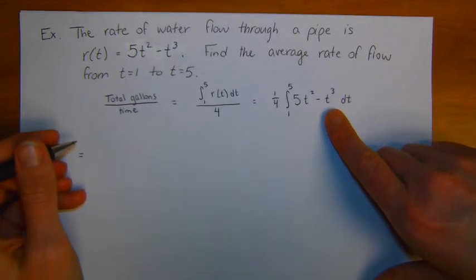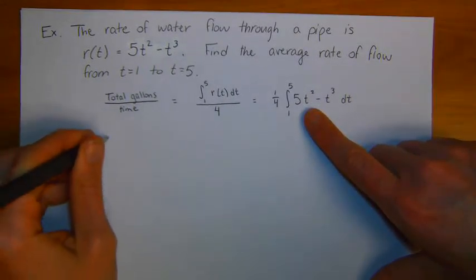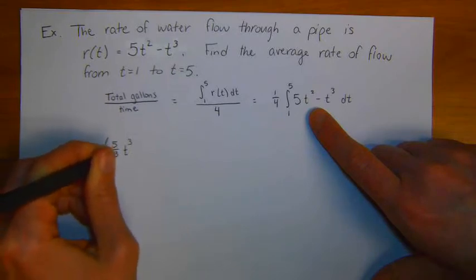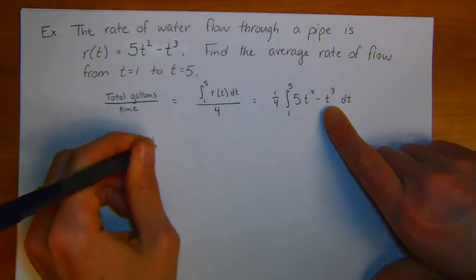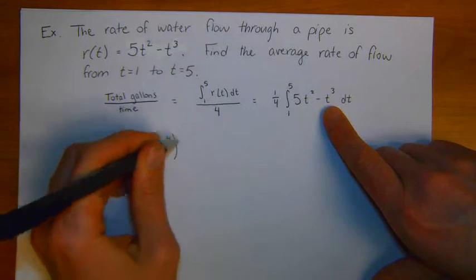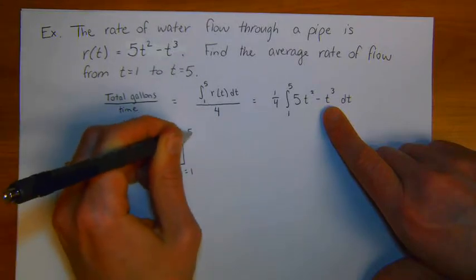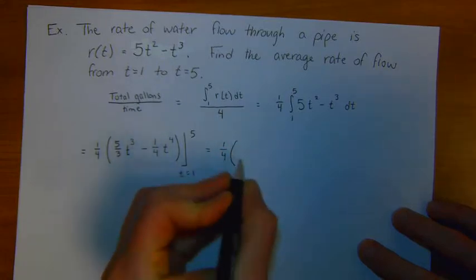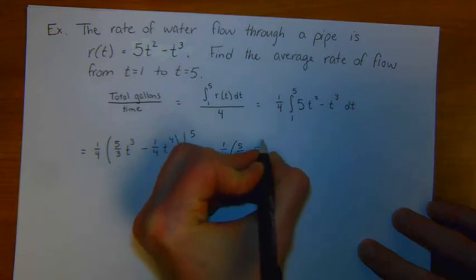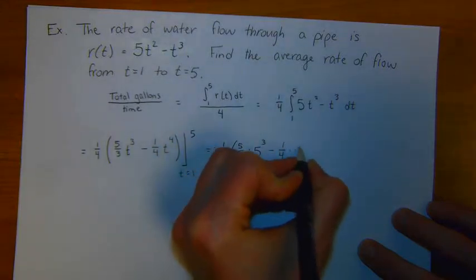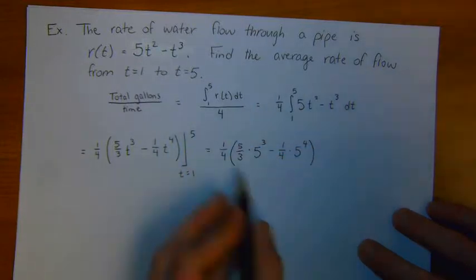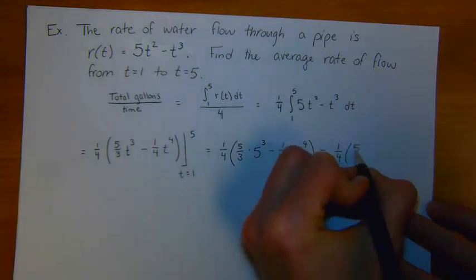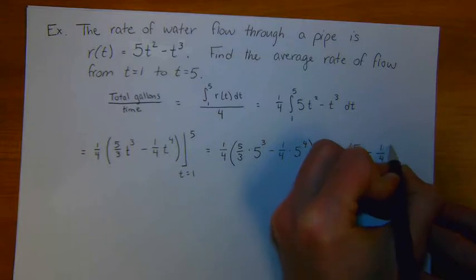We can compute this integral pretty readily using the power rule. The 1/4 just stays out front, and I'm going to get 1/4 of 5 raised to t cubed divided by 3, and then I'm going to subtract the second term, which becomes 1/4 t to the 4th. We're going to evaluate this as t goes from 1 to 5. So plugging 5 into the function, evaluating at our upper limit, we get 1/4 of 5/3 times 5 cubed minus 1/4 times 5 to the 4th. Now I'm going to subtract out evaluating at our lower limit when t equals 1, which just becomes 5/3 minus 1/4.